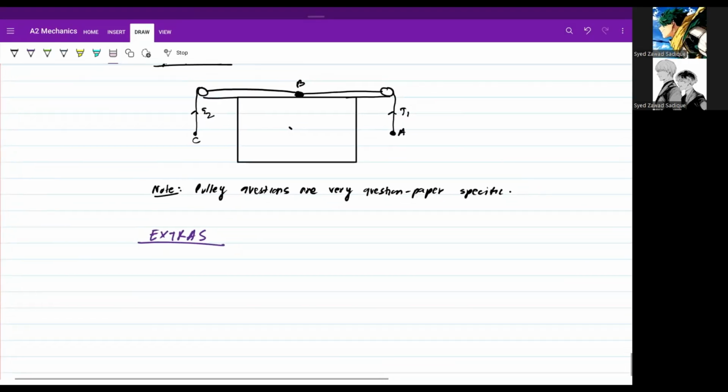Okay, now time for extras. So the extras are things that come in question papers, or concepts that are not in our book, neither in our syllabus, but I have seen them come here and there, or concepts that you can use when things don't work out.